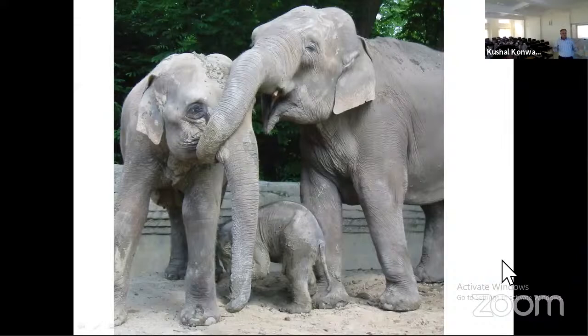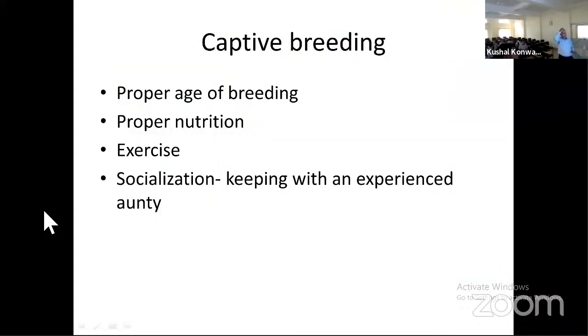So they are very social animals, and for success of breeding, actually mere presence of one female is not enough. There has to be a group of females. One male is okay. His job is done once he has impregnated. But a group of animals, female elephants together, makes the difference. So I said captive breeding.